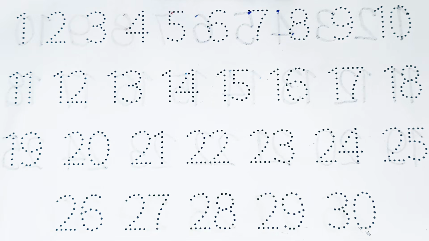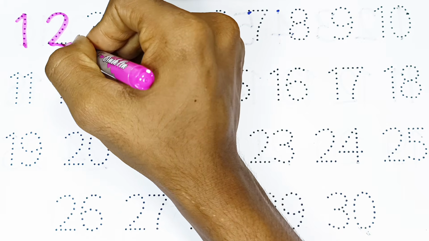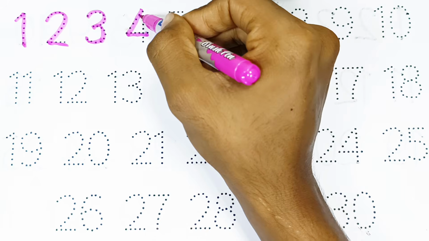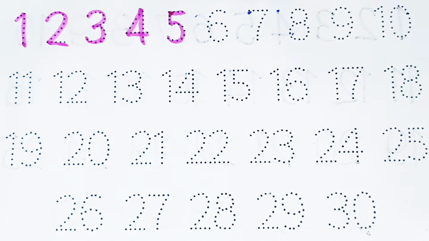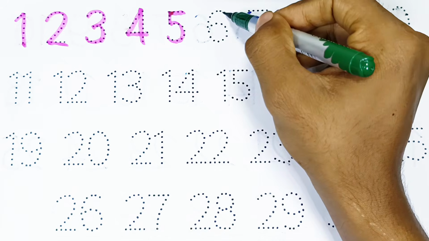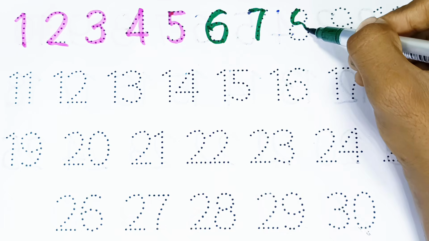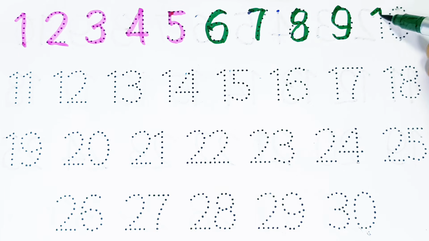So kids, now you draw 1, 2, 3, 4, 5. Kids, now you draw 6. The numbers of 6, 7, 8, 9, and 10. Kids, now you draw 11.